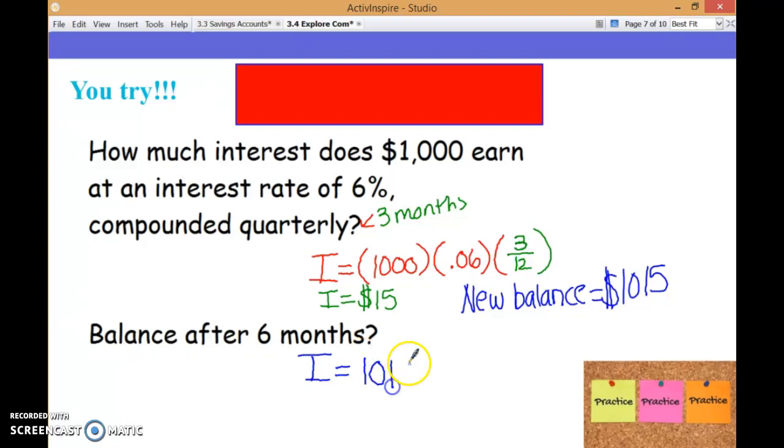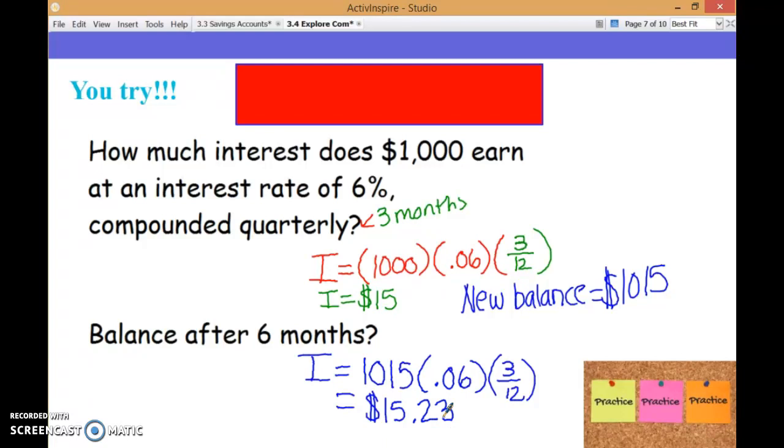So I get 1,015 times, so that's 6%, so 0.06. And again, it's just for another 3 months because I've already done it for 3 months. So in 6 months, that's just an additional 3. So it's still going to be 3 over 12. So my interest after 6 months is going to be $15.23.